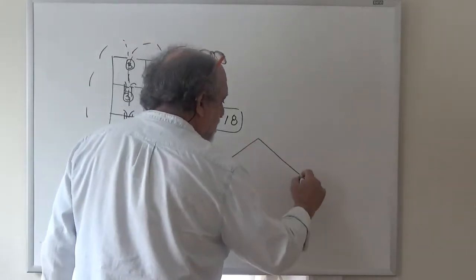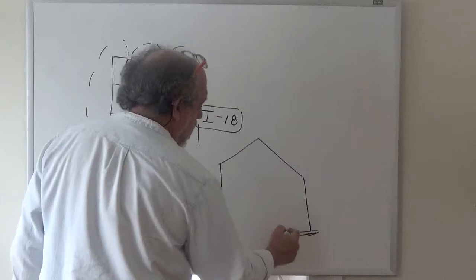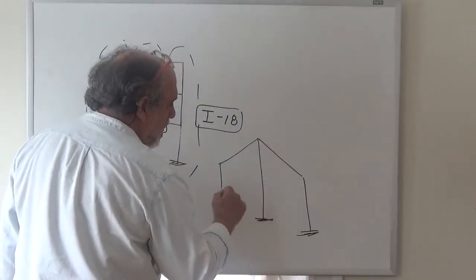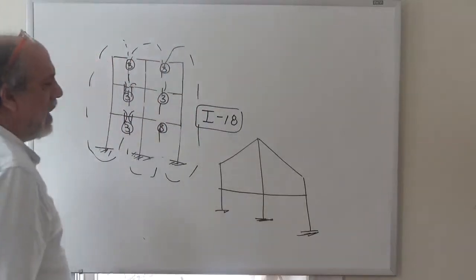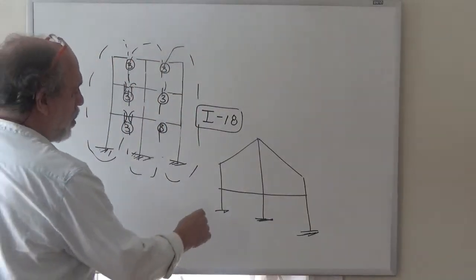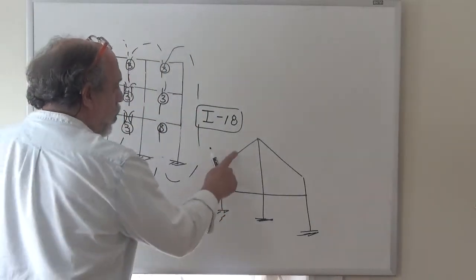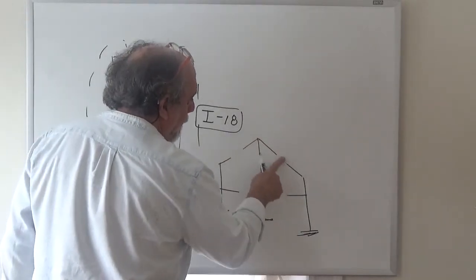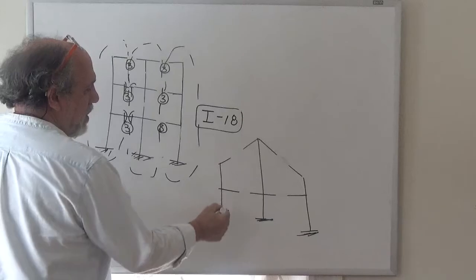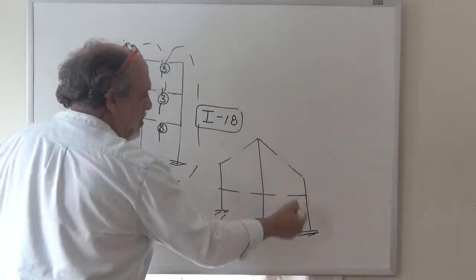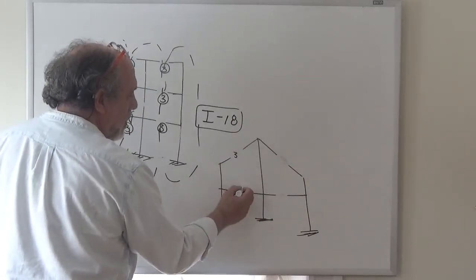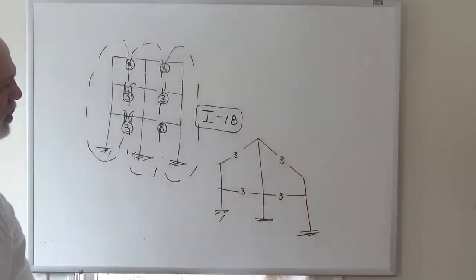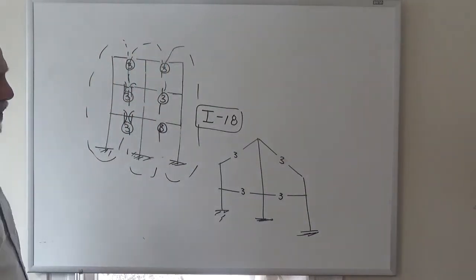It could be like this. Even like this. How indeterminate is that structure? Well, I have to open it into a tree. Right now it's this tree, and this tree. So I got 3 here, 3 here, 3 here, and 3 here. Therefore, that structure is indeterminate to the 12th, right?